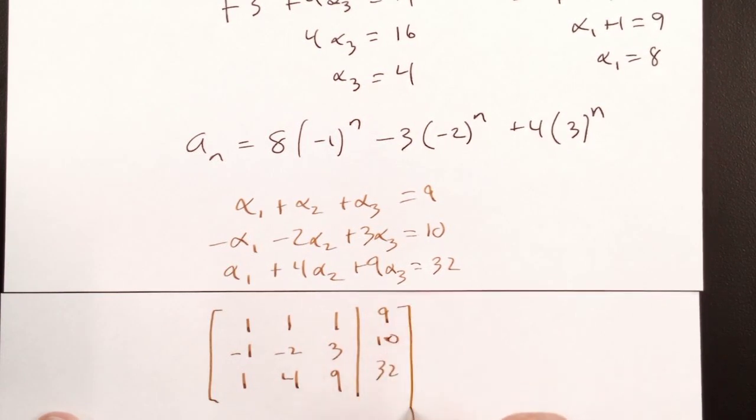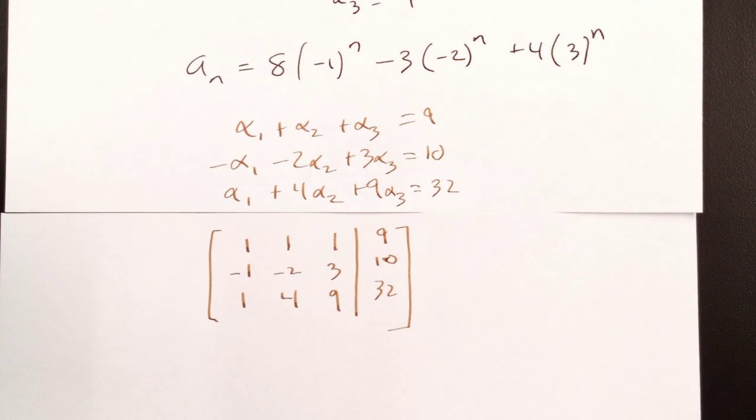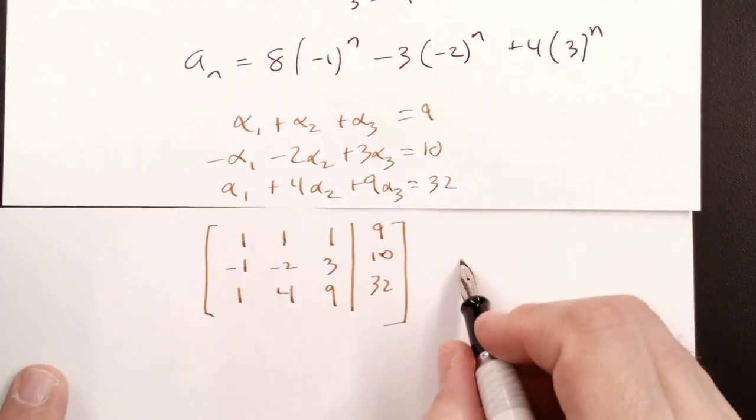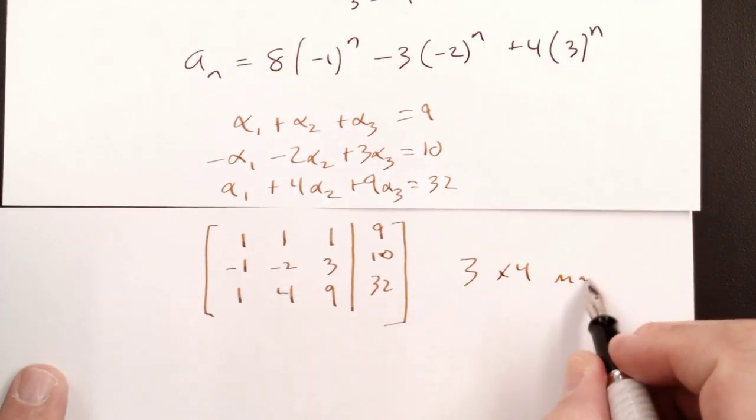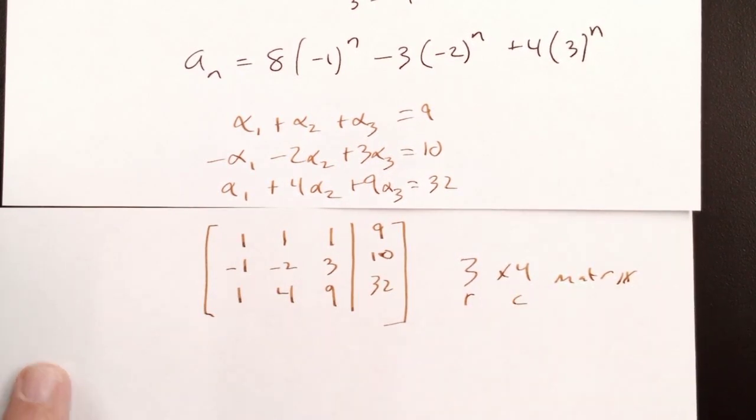That vertical bar that I've drawn there, that's force of habit. That's where the equal signs were. You don't need it. It's not required. Helps me to remember, though, that that's where the equal signs were. This has 3 rows and 4 columns. This is a 3 by 4 matrix. Rows, columns. I find it easy to remember RC. After all, Seton Hill is a Roman Catholic institution.